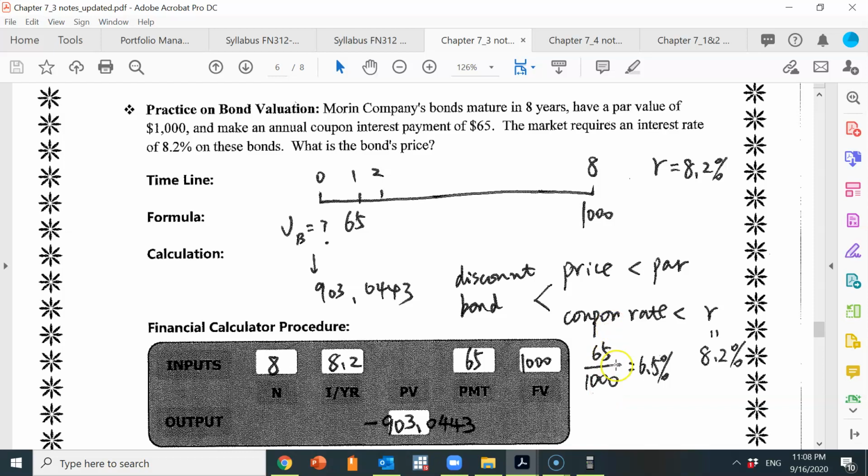How do we calculate the coupon rate? We just use the coupon payment 65 divided by par value 1,000. So we have 6.5% as our coupon rate. It is lower than our yield to maturity or interest rate 8.2%.